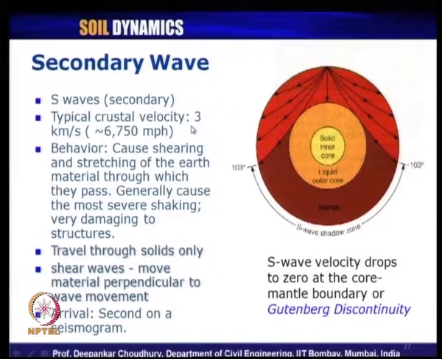Now, coming to the typical characteristics of secondary wave. S wave, or secondary wave, has a typical crustal velocity of about 3 kilometer per second, which is just half of the primary wave velocity. The primary wave has a crustal velocity of about 6 kilometer per second, and the S wave has 3 kilometer per second. What is the behavior of S wave?